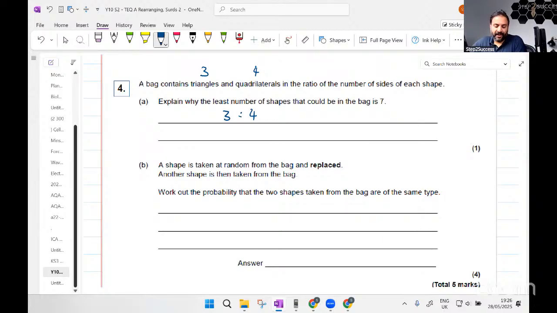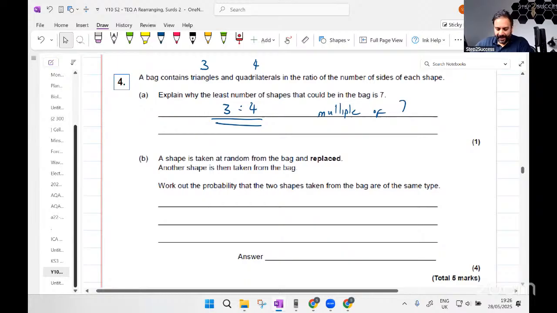I think you just say that if they're in the ratio 3 to 4, then the number of shapes has to be a multiple of 7. Either there'll be 7, or there'll be 14, or there'll be 21, because these numbers add up to 7. So the smallest multiple of 7 is obviously 7. So that's the smallest amount there could be in the bag. A shape is taken at random and replaced. Another shape is taken from the bag. Work out the probability the two shapes are of the same type.